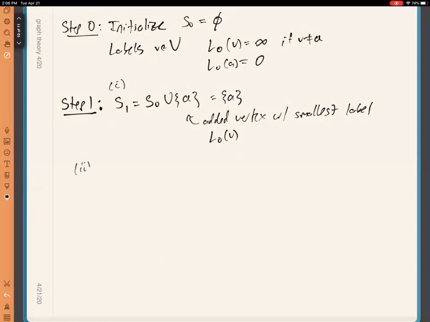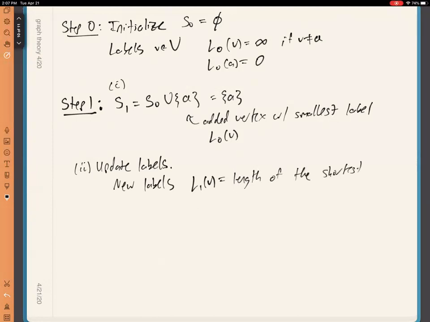And then the second part of step 1, well, we're going to update the labels. Right. And so we're going to define new labels where I'll set L1(V), where V is a vertex, to be the length of the shortest path from A to V which only contains vertices which are in S1 and V.